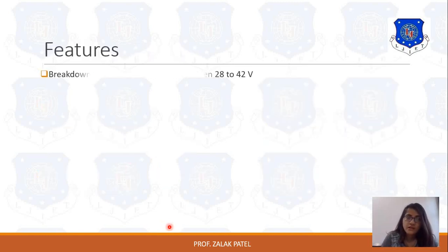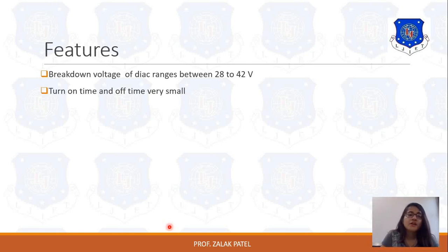Various features: its breakdown voltage is between 28 to 42 volts. Its turn on and turn off time is very small as compared to TRIAC. Because of it, it has low switching losses, and it is a low power device. This is one limitation of this diode, that it is a low power device. It does not have a control terminal. This is also one limitation. Why does it not have a control terminal? Because the gate terminal is absent in this case.